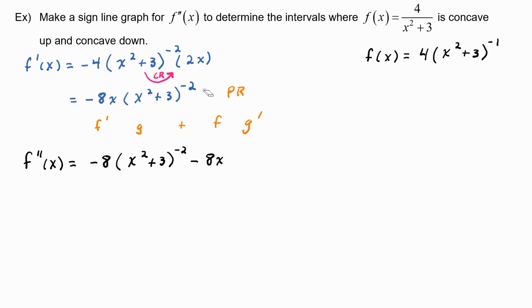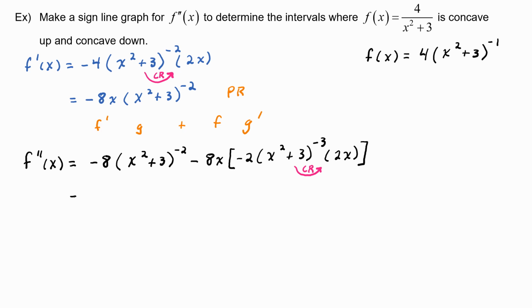And now to find g prime, we're going to have to use the chain rule. So that will be negative 2 times x squared plus 3 to the negative 3, because we have to subtract 1 from negative 2. Then the chain rule tells us we have to take it times the derivative of what's inside, which is 2x.